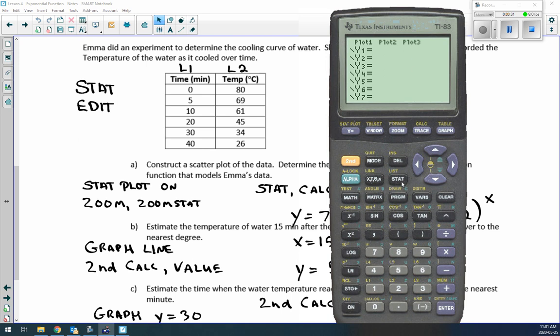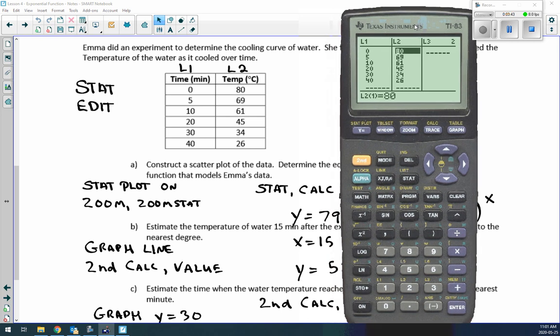We want to put all this information under stat. So go to stat, go to edit, and you're going to put this as L1 and L2. So pause the video, and you can put that information in, and then you can get back to going this. Okay, so L1 and L2, all the information's in there.